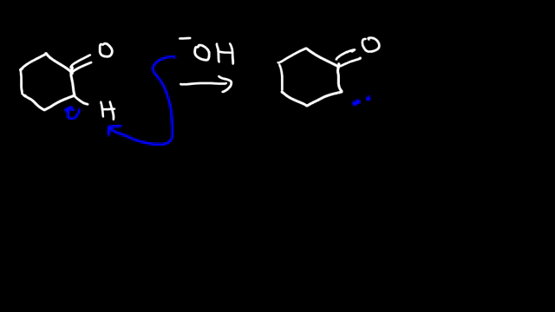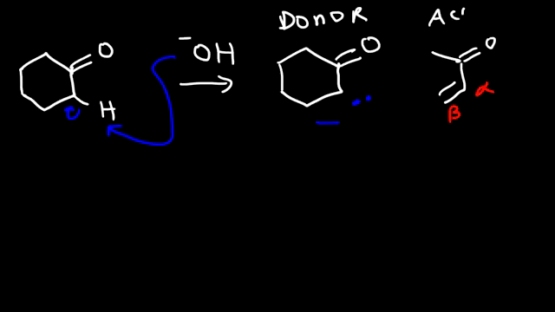Now, in the next step, we're going to react the enolate ion with this molecule, an alpha beta unsaturated ketone. So here's the alpha carbon, this is the beta carbon. And so this step is a Michael reaction. This is the Michael donor, it's the nucleophile, and the Michael acceptor is the electrophile.